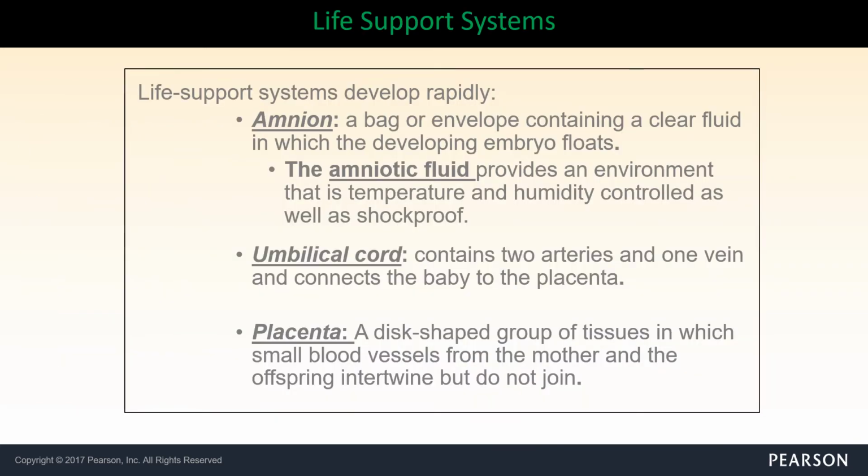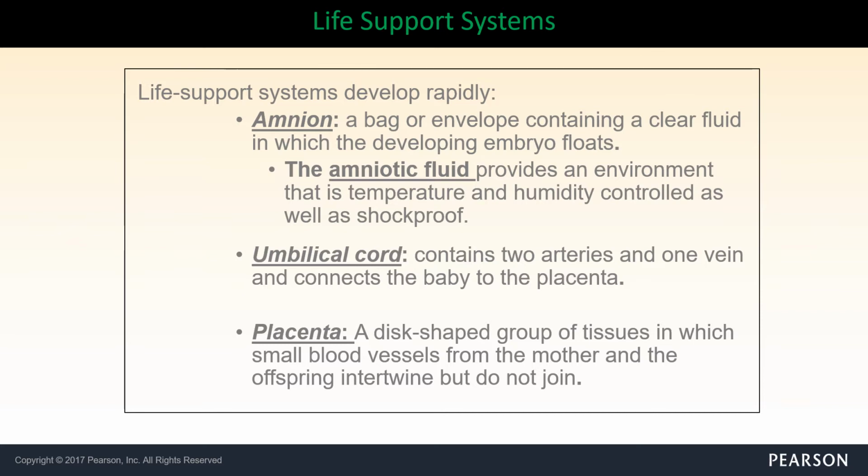So the life support system, as we talked about a little bit earlier, develops rapidly during the embryonic period. The amnion is the bag or envelope containing clear fluid in which the developing embryo floats. The amniotic fluid provides an environment that is temperature and humidity controlled as well as shock-proof. The umbilical cord contains 2 arteries and 1 vein and connects the baby to the placenta.